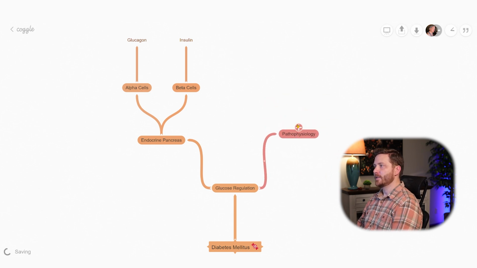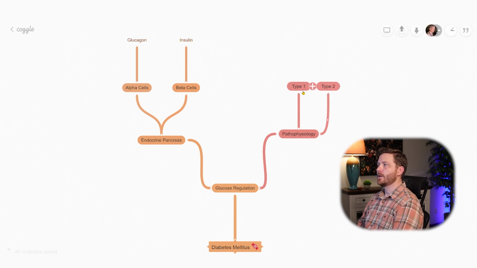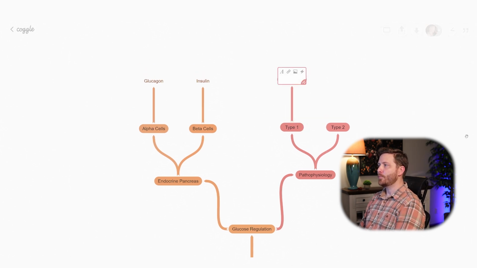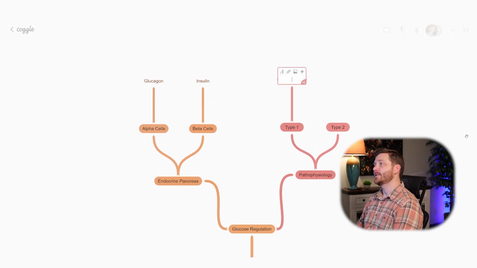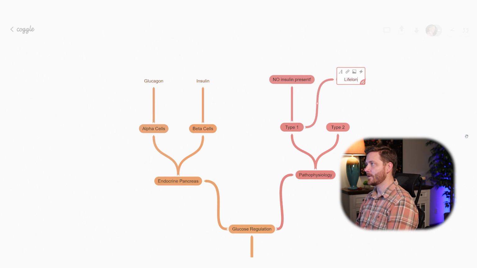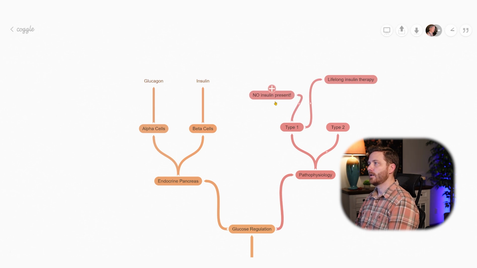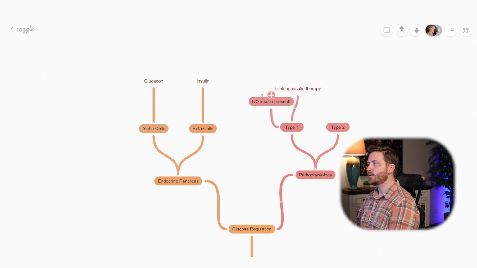And we know that there is type 1 and type 2 diabetes. So now we've got type 1 and we've got type 2. So type 1, the high yield facts that we need to know is there's no insulin present. And then also there's lifelong insulin therapy. So these are the two high yield facts that we need to know about type 1 diabetes.